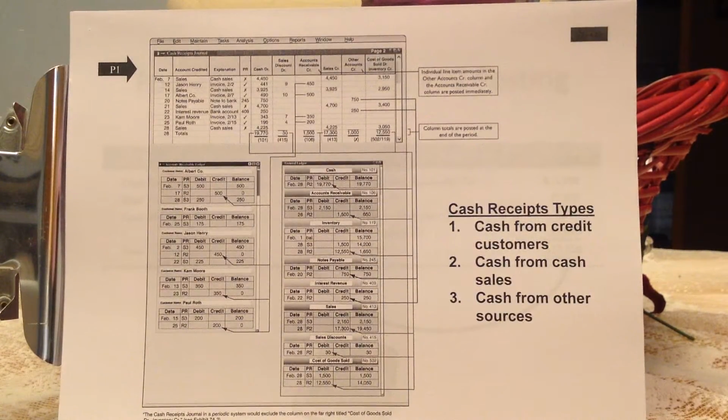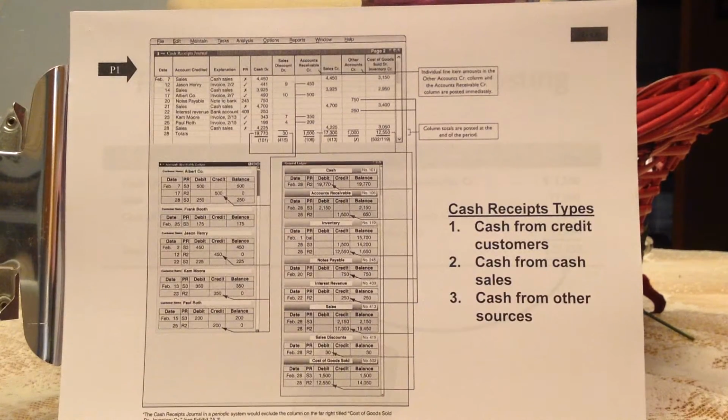So here is a picture of a cash receipts journal, and as you can see, there's the date, the account credited, which means the customer name, the explanation, what happened. Is it an invoice? Is it a cash sale? What kind of a transaction is it? So if it's an invoice, you have to list who in accounts receivable made that payment and what the invoice number was, so you can track it. And then how much cash did you receive?